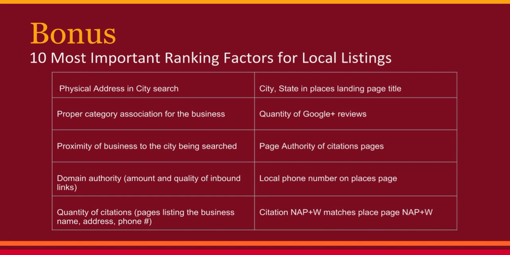And here's a bonus for you. Here are the 10 most important ranking factors for local listings. You want to have a physical address, and it needs to be in the city where the person's searching. That kind of makes sense, right? You want to have proper category association for the business. That means when you register your site with, say, Google Analytics, you have to set up the category of your business.